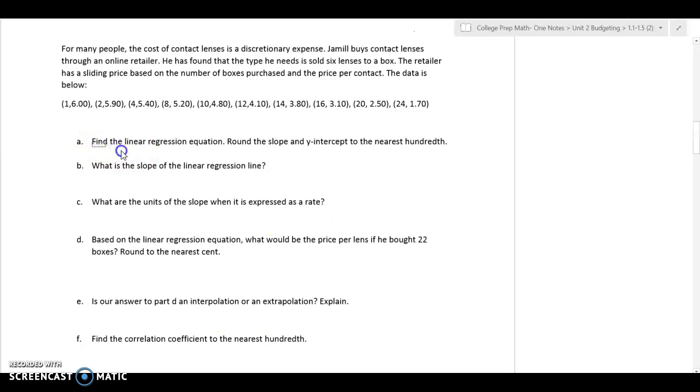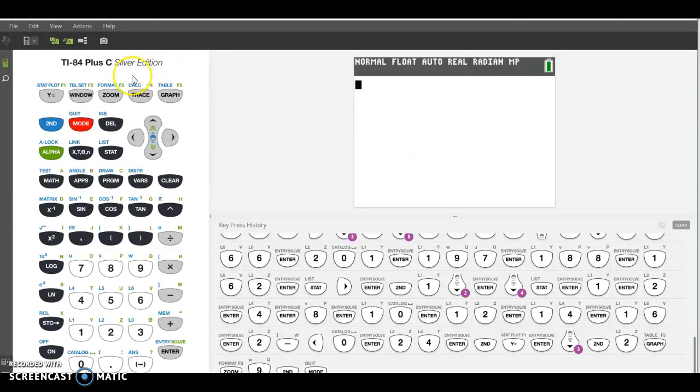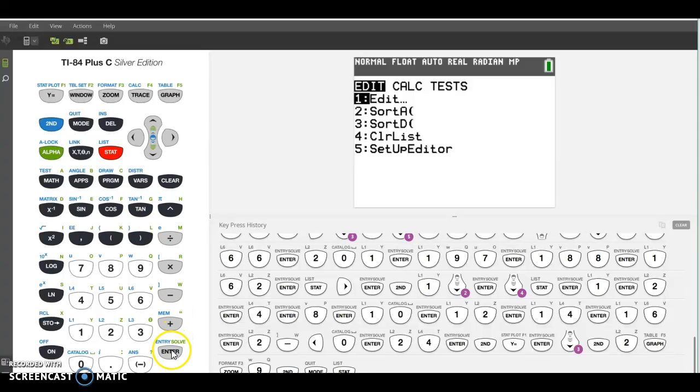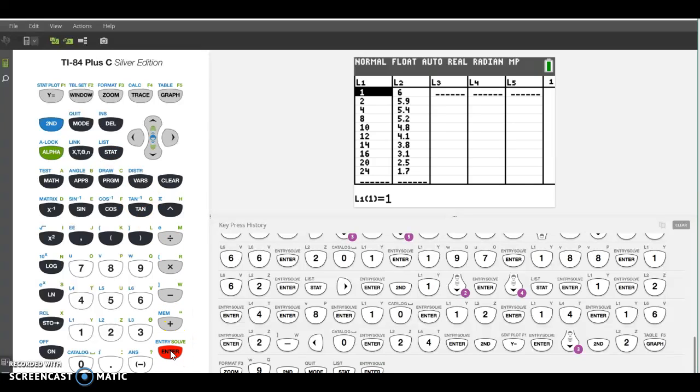So if you notice, the first question that I would expect you to be able to answer is find the linear regression equation. Round the slope and the y-intercept to the nearest hundredth. Okay, so let's go over to our calculators. Open up your calculator, go to your stat button and go to edit. This is where we put in all of our data. Start by breaking up your coordinate pairs and putting your x values in list 1, your y values into list 2.